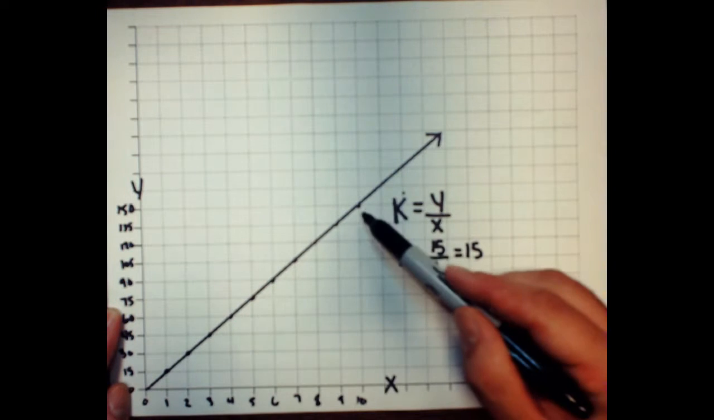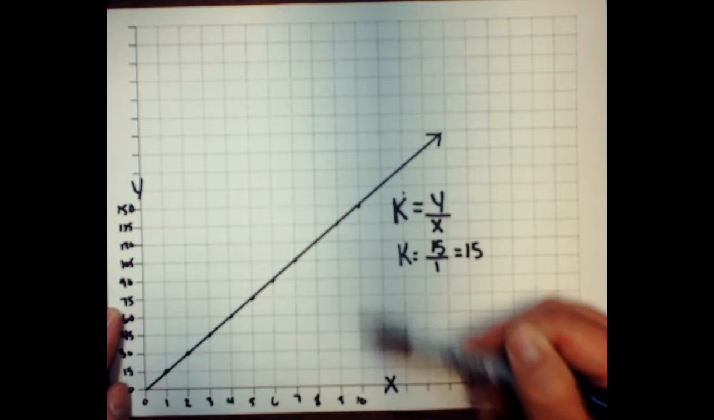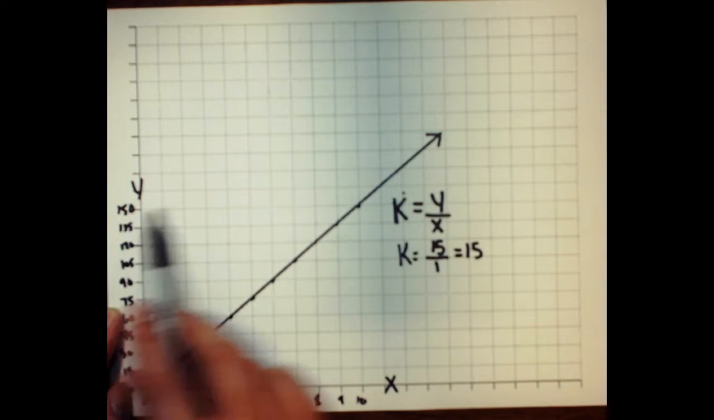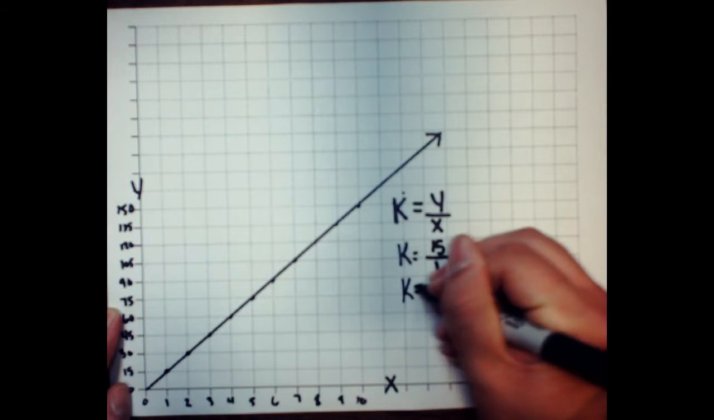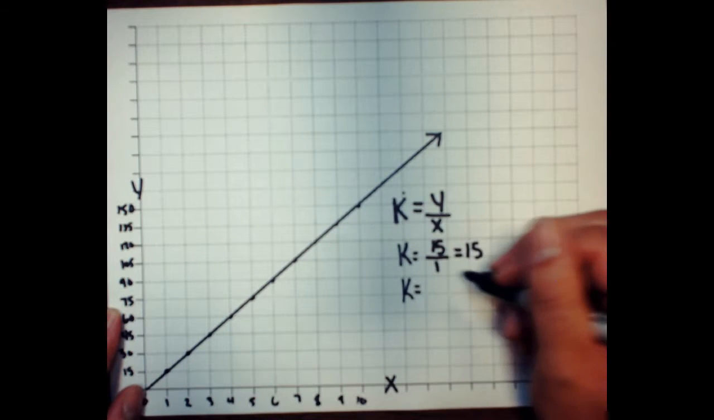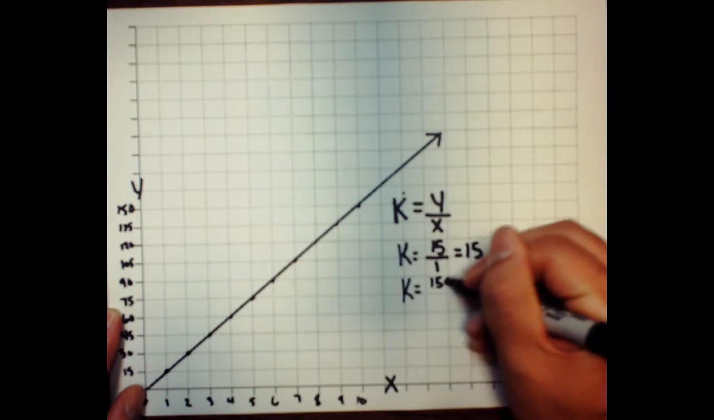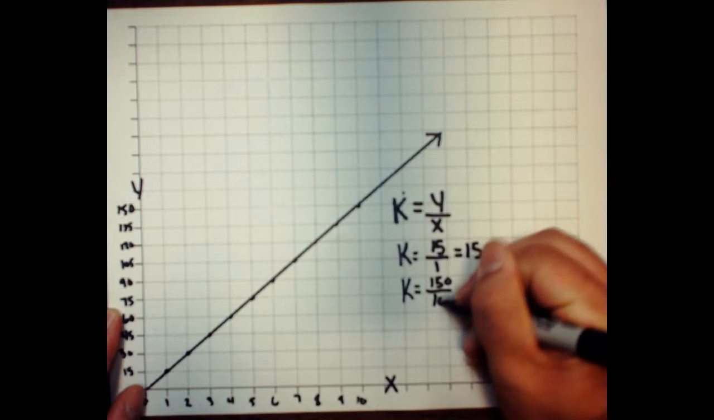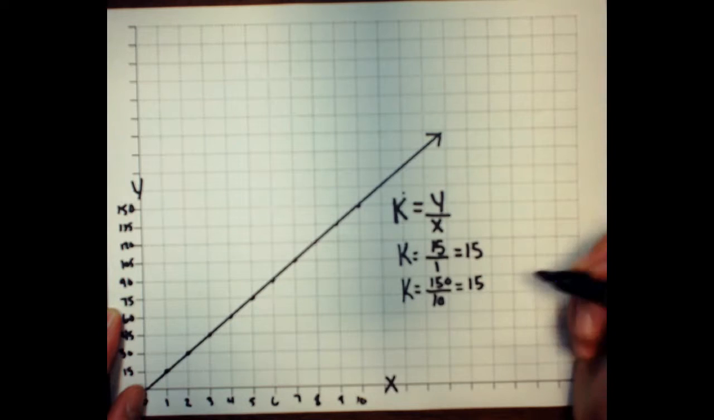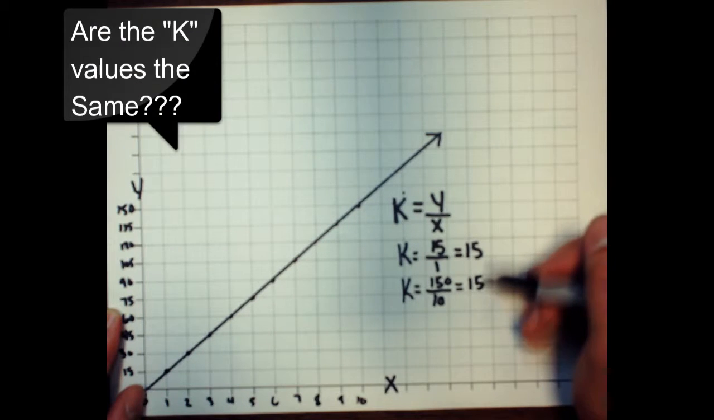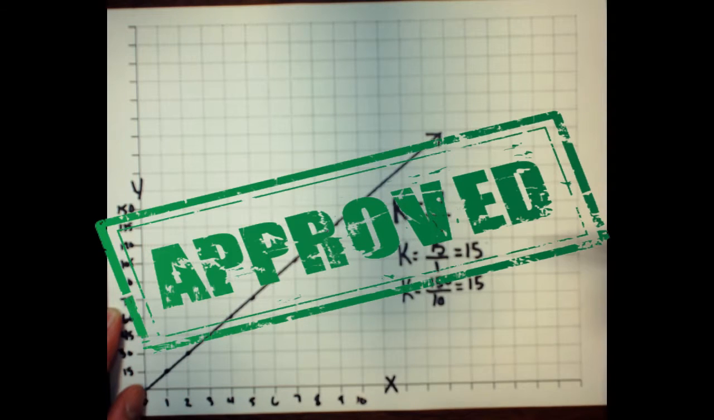My next point I'm going to use is the X value 10 and the Y value 150. So again, I'm going to use my constant of proportionality equation. 150 for my Y, 10 for my X, 150 divided by 10 gives me 15. I can see that we have a constant ratio occurring throughout the entire line, so therefore we have a proportional relationship.